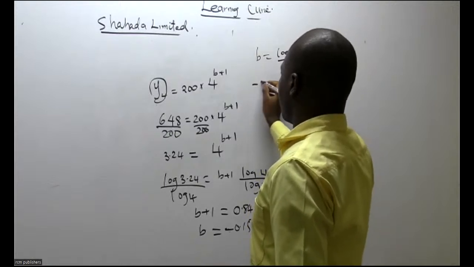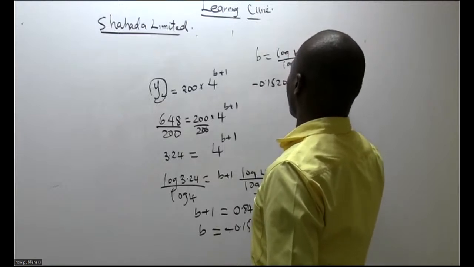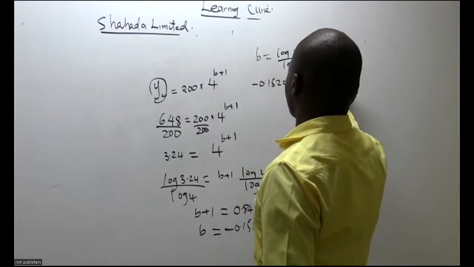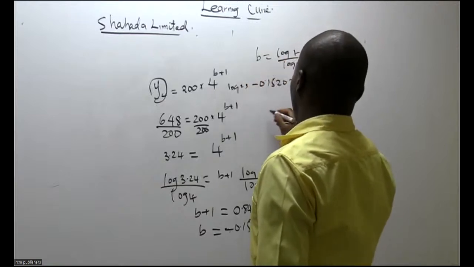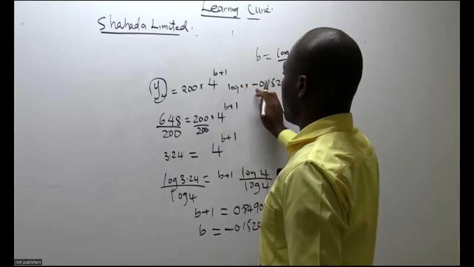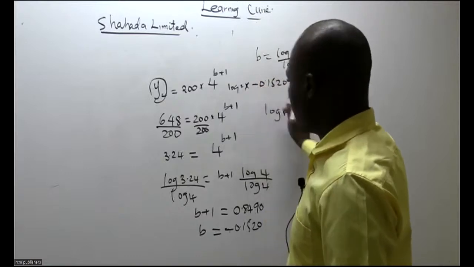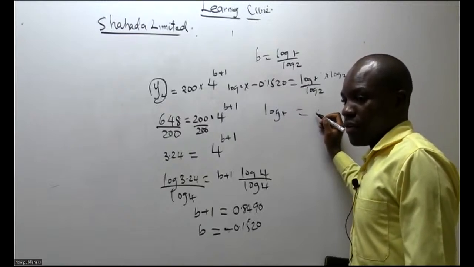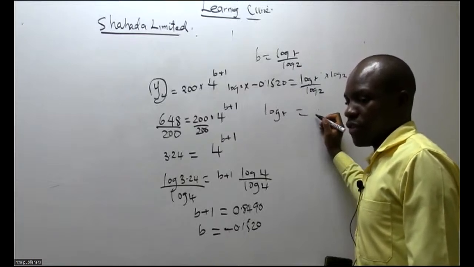Now, B is equal to log R over log 2. We have B as negative 0.1520 is equal to log R, which we do not know, divided by log 2. So multiply both sides by log 2. Log R is equal to log 2 multiplied by negative 0.1520. What will you have here?